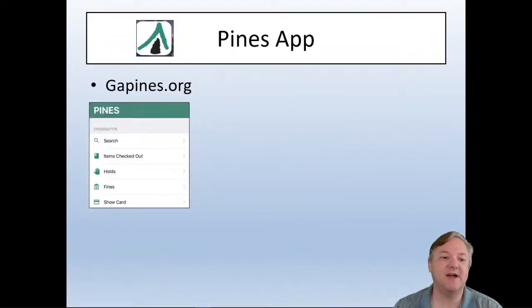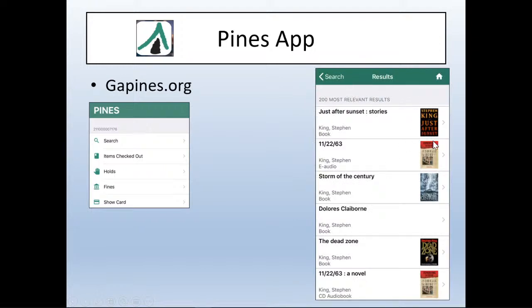All right, so let's talk about our Pines app. The big thing about having the Pines app, or you can go to gapines.org, is that once you sign in with your username and password, or with your library card number, you'll have some functionality, such as search. So let's say you search for an author. It'll show what books are available to actually be checked out, physical books. It also will list some of the eBooks and audiobooks as well.